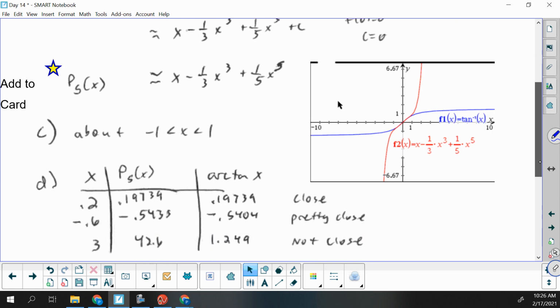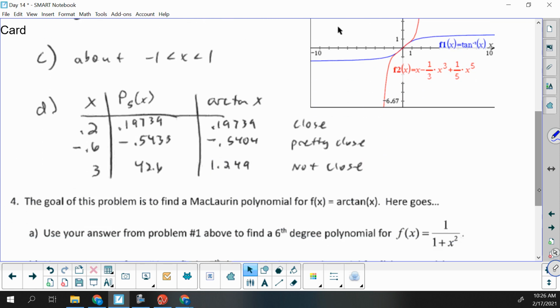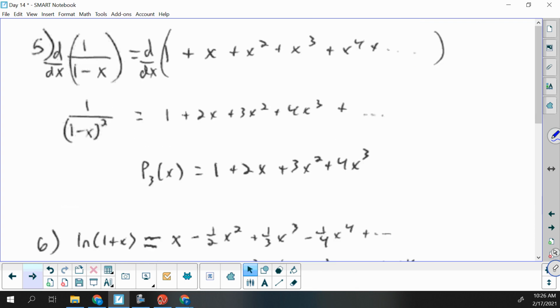When you graph your polynomial in arctan, notice pretty close from -1 to 1, and a similar idea to the last one. When we're close to our center, it's a pretty good approximation. As you move further away, it is not as good of an approximation.